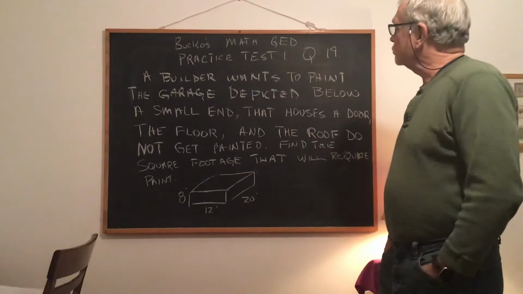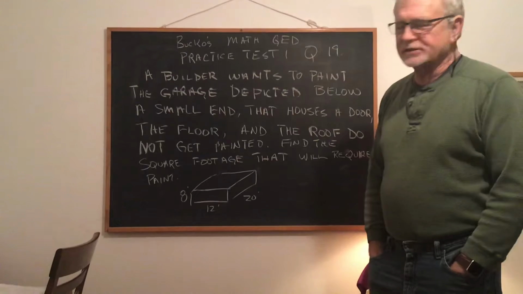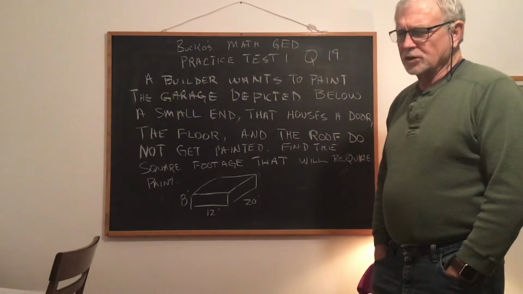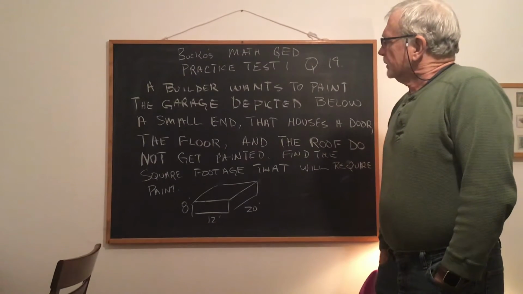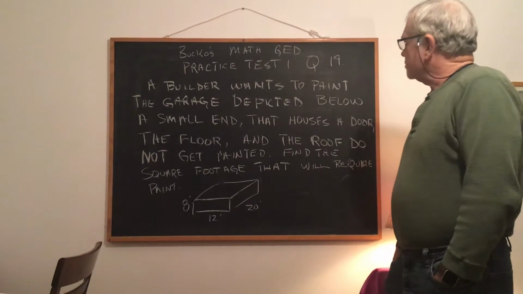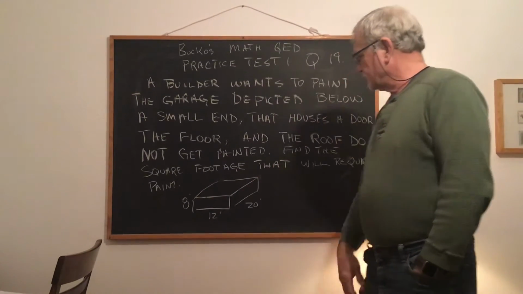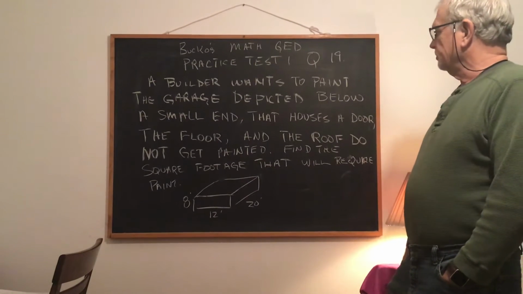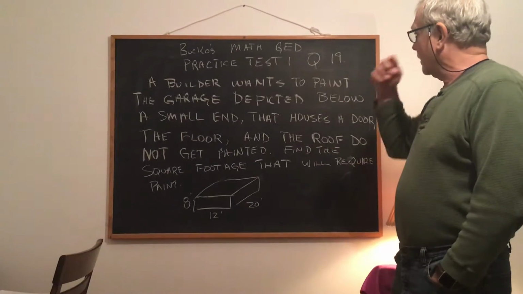Alright, this is Buckos Math GED Practice Test 1, question number 19. It's kind of a practical use of surface area. This builder wants to paint a garage depicted below. This is a garage depiction. It's pretty bad. There's no roof on it, kind of. But anyway, you can kind of get the idea that it's a garage.